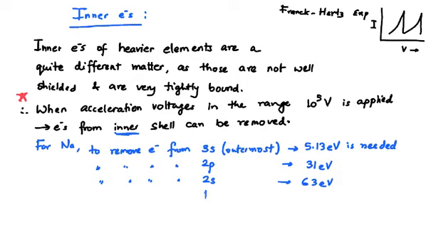And which one is the innermost? It is the 1s subshell. In order to remove an electron from 1s, you need 1041 electron volts of energy. So you see that as we go to inner electrons, the energy requirement increases, right? And in this case, even 1041 electron volts of energy is needed to remove an electron from the 1s orbital.